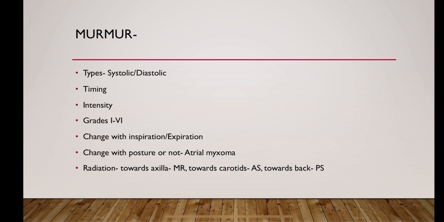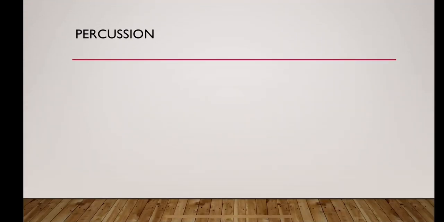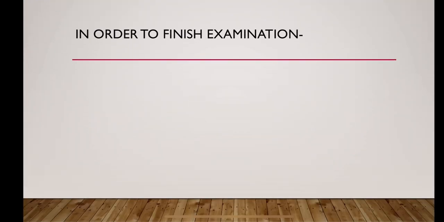Is there any radiation of murmur or not? If it is radiating towards axilla, MR should be suspected, and if it is radiating towards carotids, aortic stenosis could be suspected. And if it is radiating towards back, pulmonary stenosis could be suspected. Then the percussion. Usually we don't do the percussion, but we can do to check mediastinal widening. Percussion is always avoided because it is a painful situation.